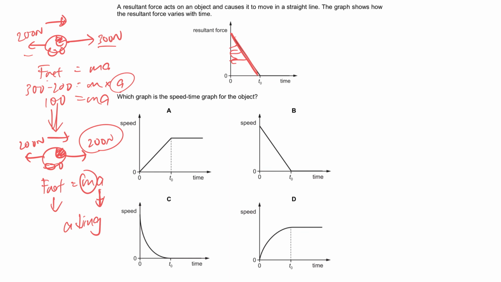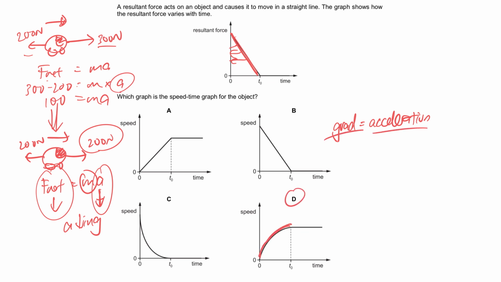So let's also consider the speed time graph. The gradient of a speed time curve is actually your acceleration. And since we have established that the net force is decreasing, that means the acceleration is decreasing. So it's very obvious that D will be the answer because the gradient is decreasing, therefore acceleration is decreasing. So let's go through the other options.